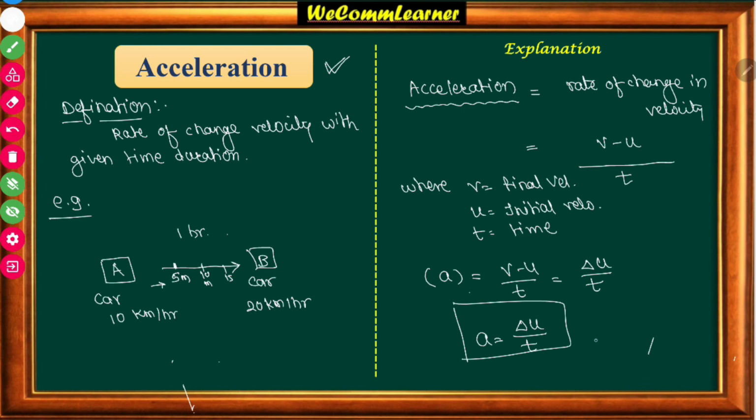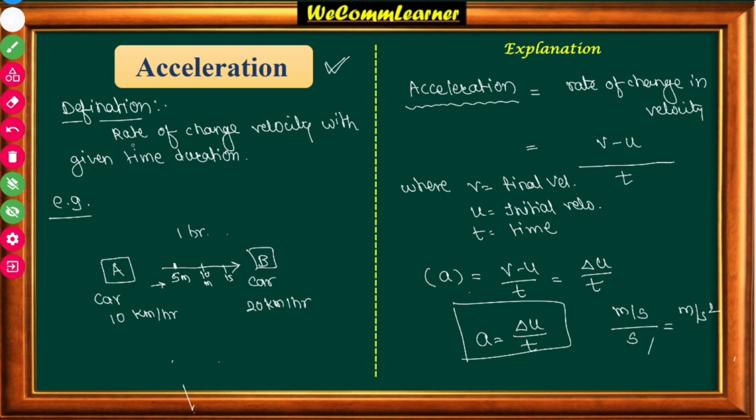And what is the unit of it? The unit of velocity is meter per second, and upon second, the unit is meter per second square. That is all about acceleration.